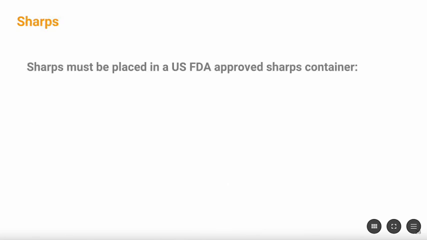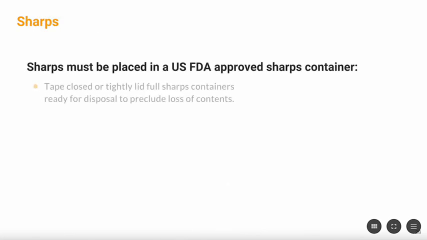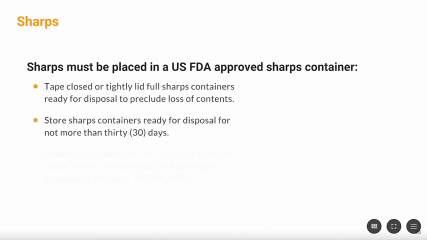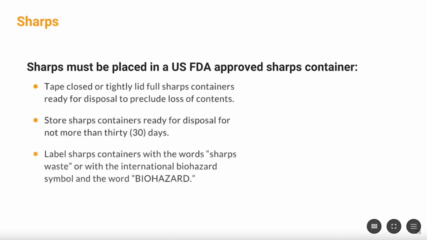Handling and disposing of sharps, such as needles, scalpels, and broken glass, is an important aspect of laboratory safety. To ensure the safety of laboratory personnel and the environment, sharps must be placed in a U.S. Food and Drug Administration, FDA, approved sharps container. The following guidelines must be followed when disposing sharps.